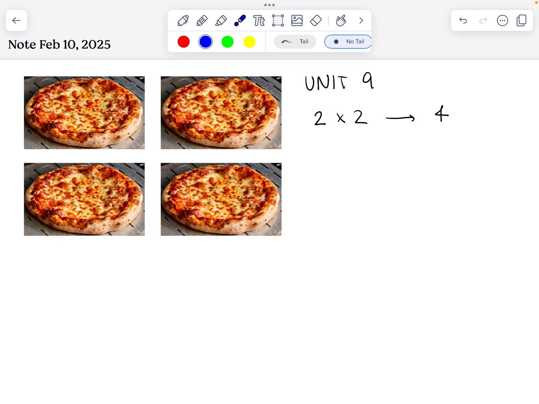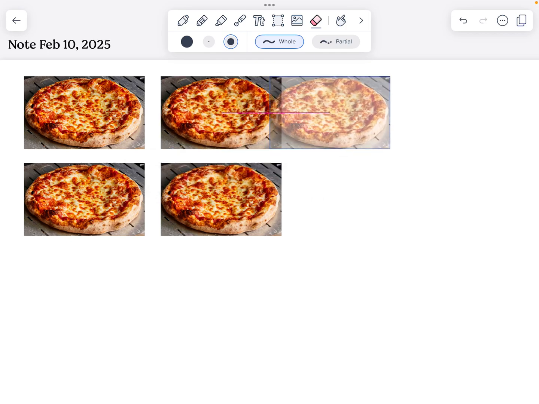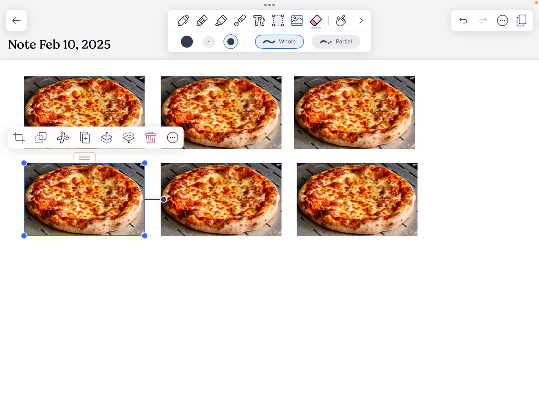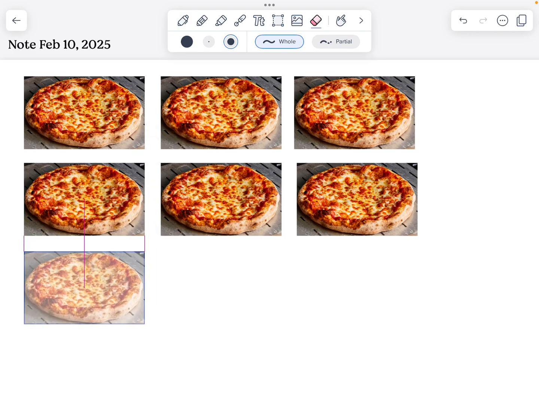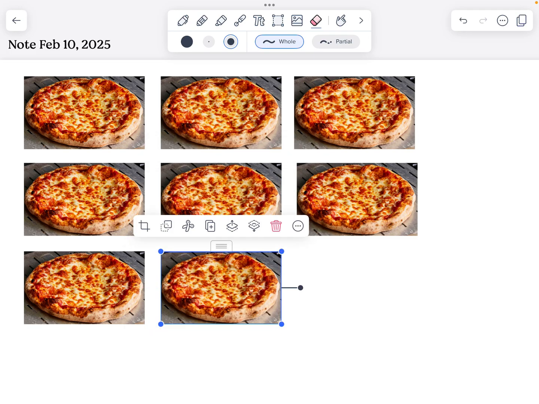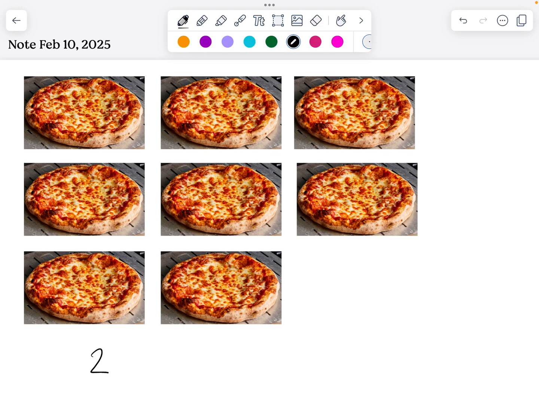But let's just say each of those friends makes another call, and now every person gets to invite one more person. So this person gets a buddy, this person gets a buddy, this person gets a buddy, and this person gets a buddy, right? So we had 2 pizzas, we doubled it, and then we doubled it again, right?